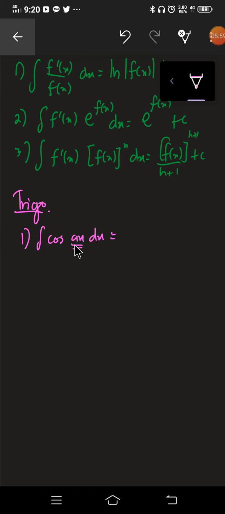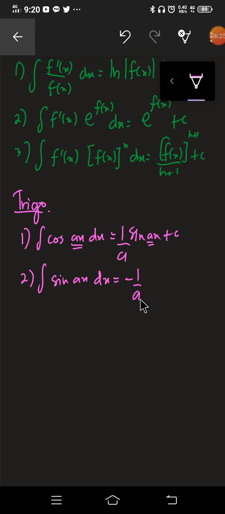So it will be the reverse of differentiation. What we get cos if we differentiate is sine. So it will be sine of ax plus c. But because we have a constant a here, we should divide by a. And then the second one is integrate sine of ax dx. The opposite: when we differentiate cos, we get negative sine, right? So if we integrate sine, you get negative 1 over a of cos ax plus c.